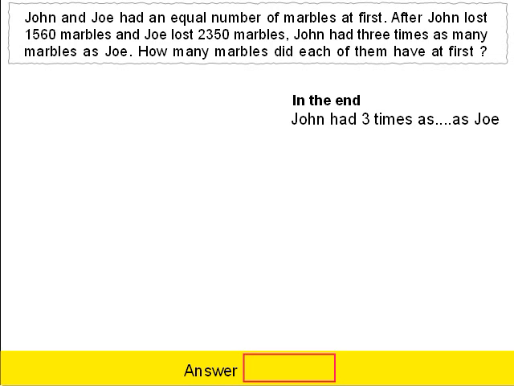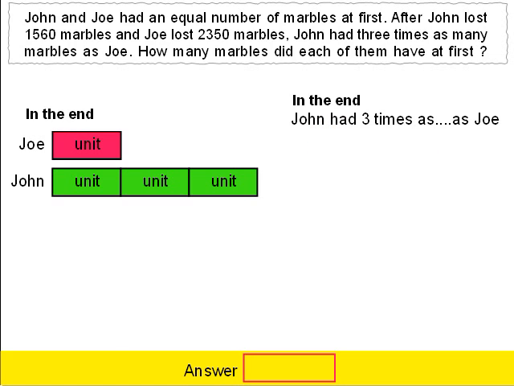So in the end, Joe will have one unit because Joe had less than John. Then John would have three times, so John would have 3 units. This is what happened to the models in the end. But what about the models at first?